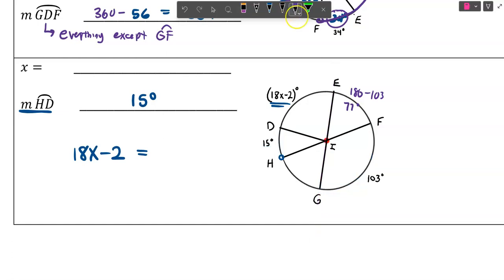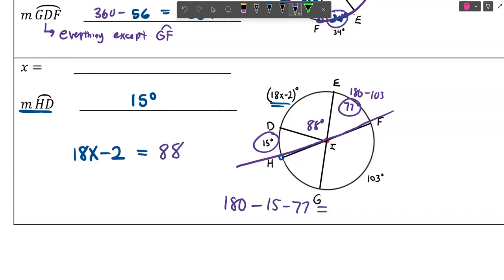Now, the reason why that's helpful here, and some of you might have already seen some other relationships going on, but what I'm going to use here then is another diameter, HF, that cuts through. Since this is 77 and this is 15, to figure out 18x minus 2, we're going to take 180, which is, again, half a circle, minus 15 minus 77. When I do that calculation, we're going to end up with an answer of 88 degrees. So this last arc is equal to 88 degrees, and that's what my equation is going to be set up for.